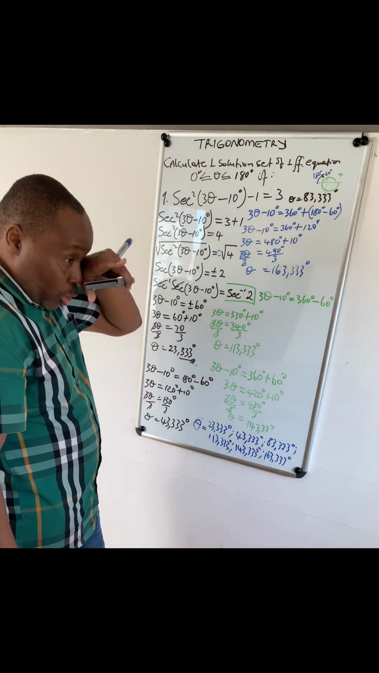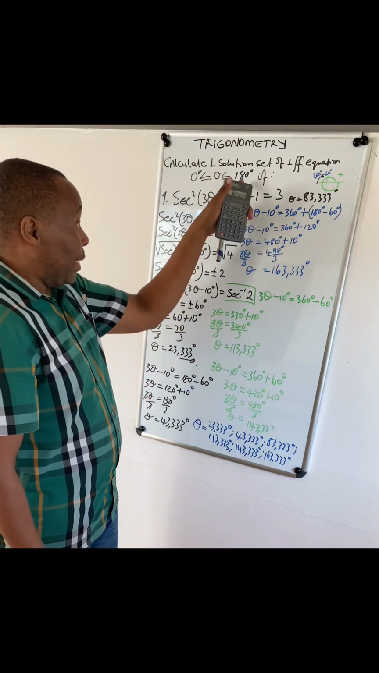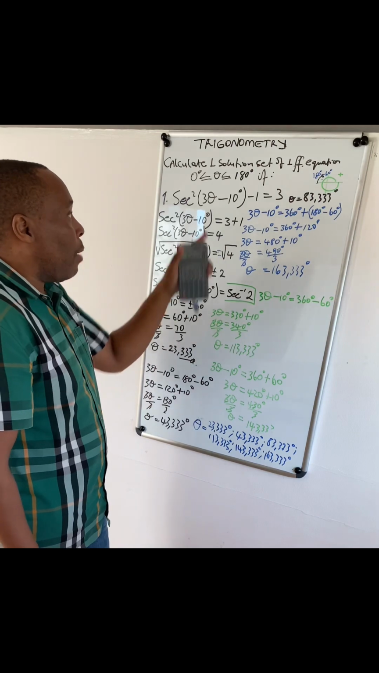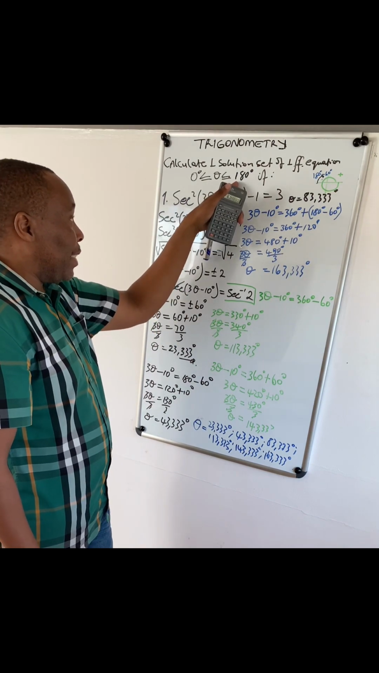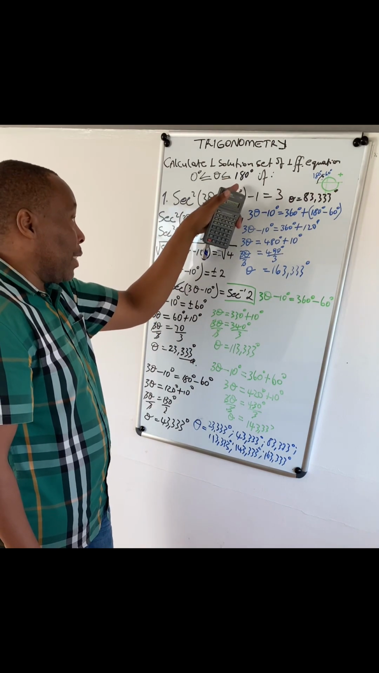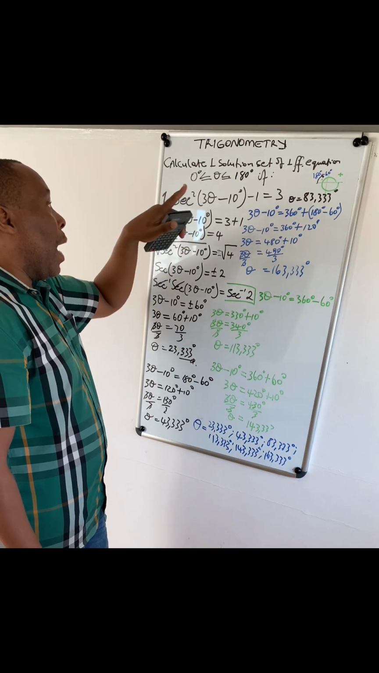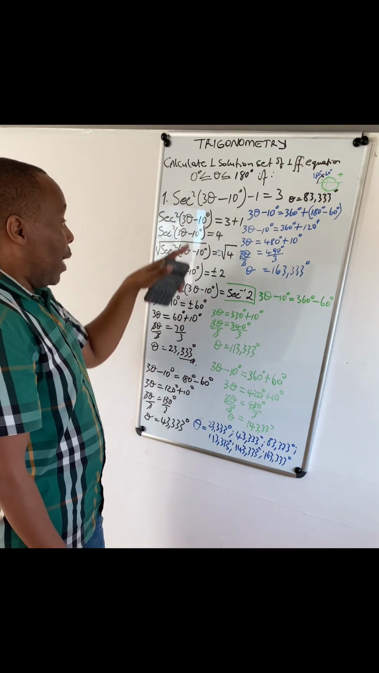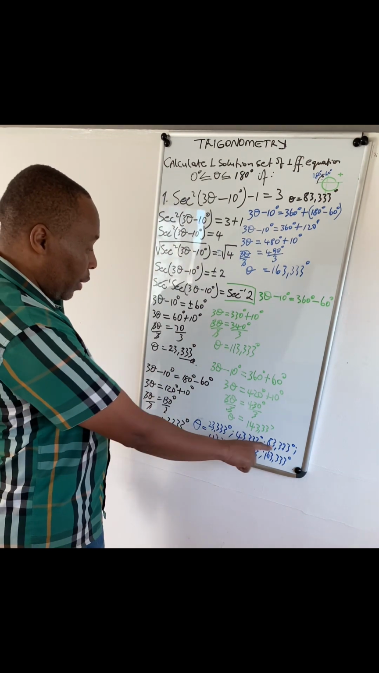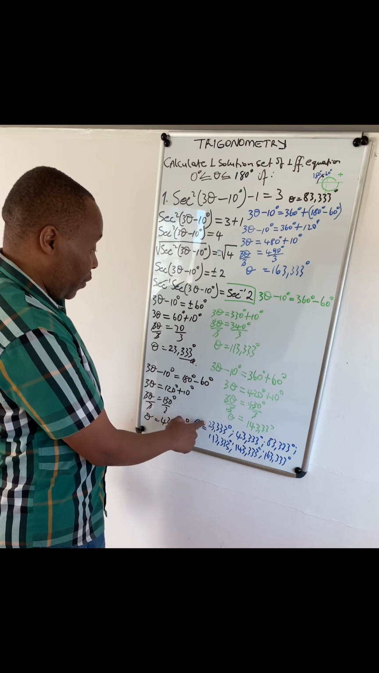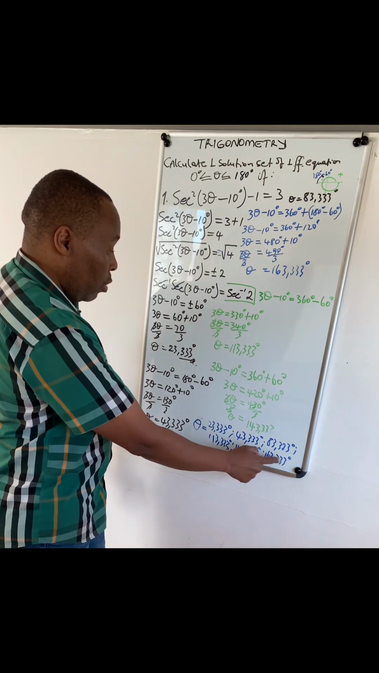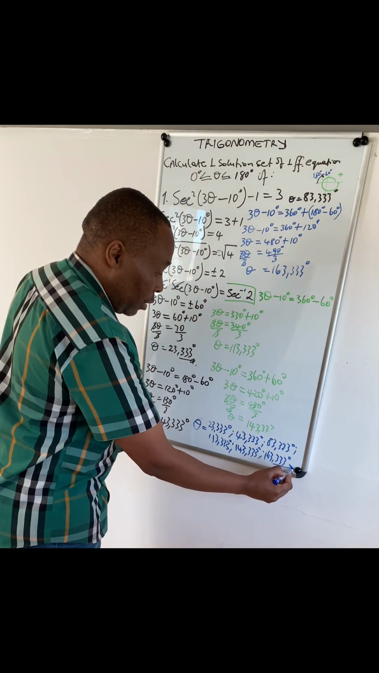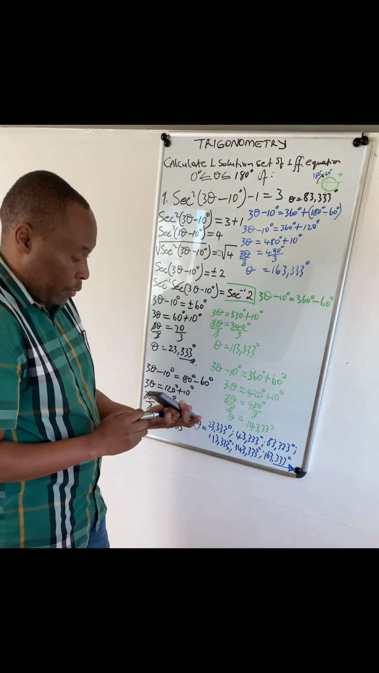But remember, in all of this, we've got a restriction, and it said 180 degrees. So you have to check if your answers are below or equal to 180 degrees, and above or equal to 0 degrees. And when you check here, they are all within that range. They are above 0 degrees and below 180 degrees. So they all fit in.